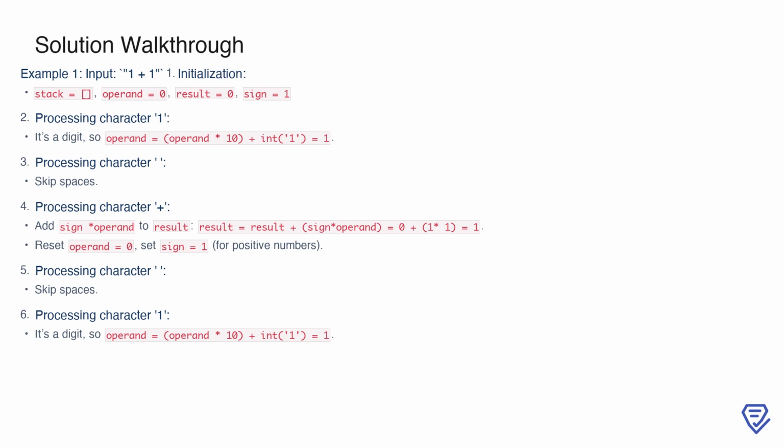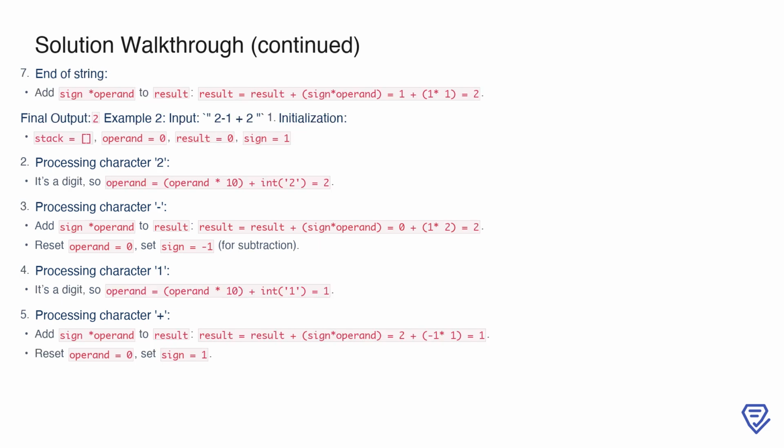Skipping another space, we reach the final character 1, which is once again a digit. Using the same formula, the operand becomes 1 again. At the end of the string, we add the final operand, multiplied by the sign, to our result. This gives us result = 1 + 1 * 1 = 2, which is the correct output for the expression 1 + 1. Now, let's look at a slightly more complex example, the input string 2 - 1 + 2.